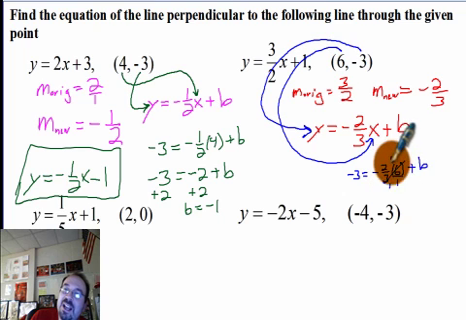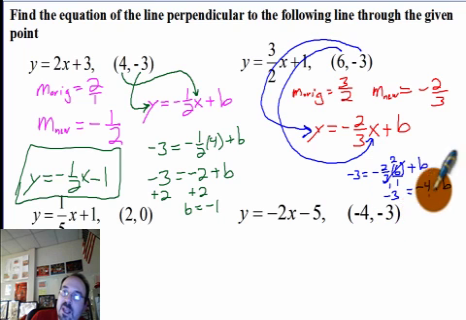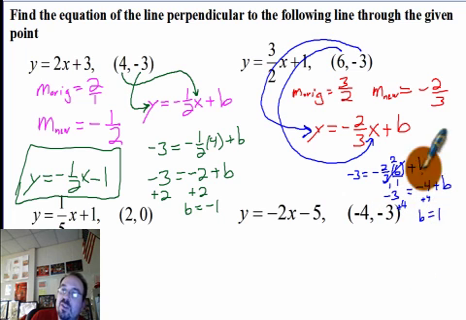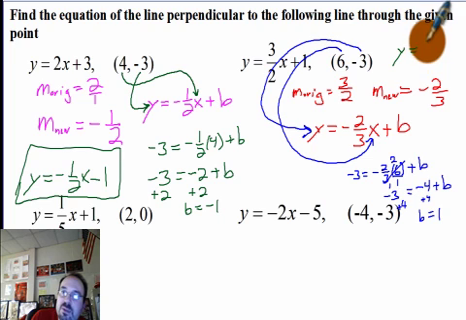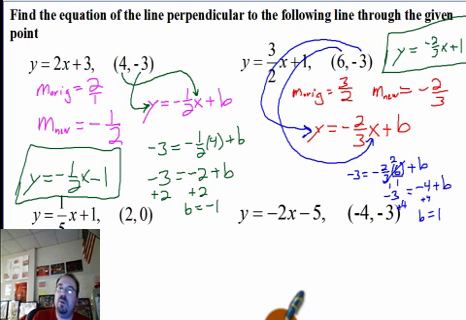Okay, so this is going to be, let's see, -2 times 2 is -4 plus b. On the other side I had -3. And if I add 4 to both sides, I get b equals 1. So my final answer would be y equals -2/3 x plus 1.